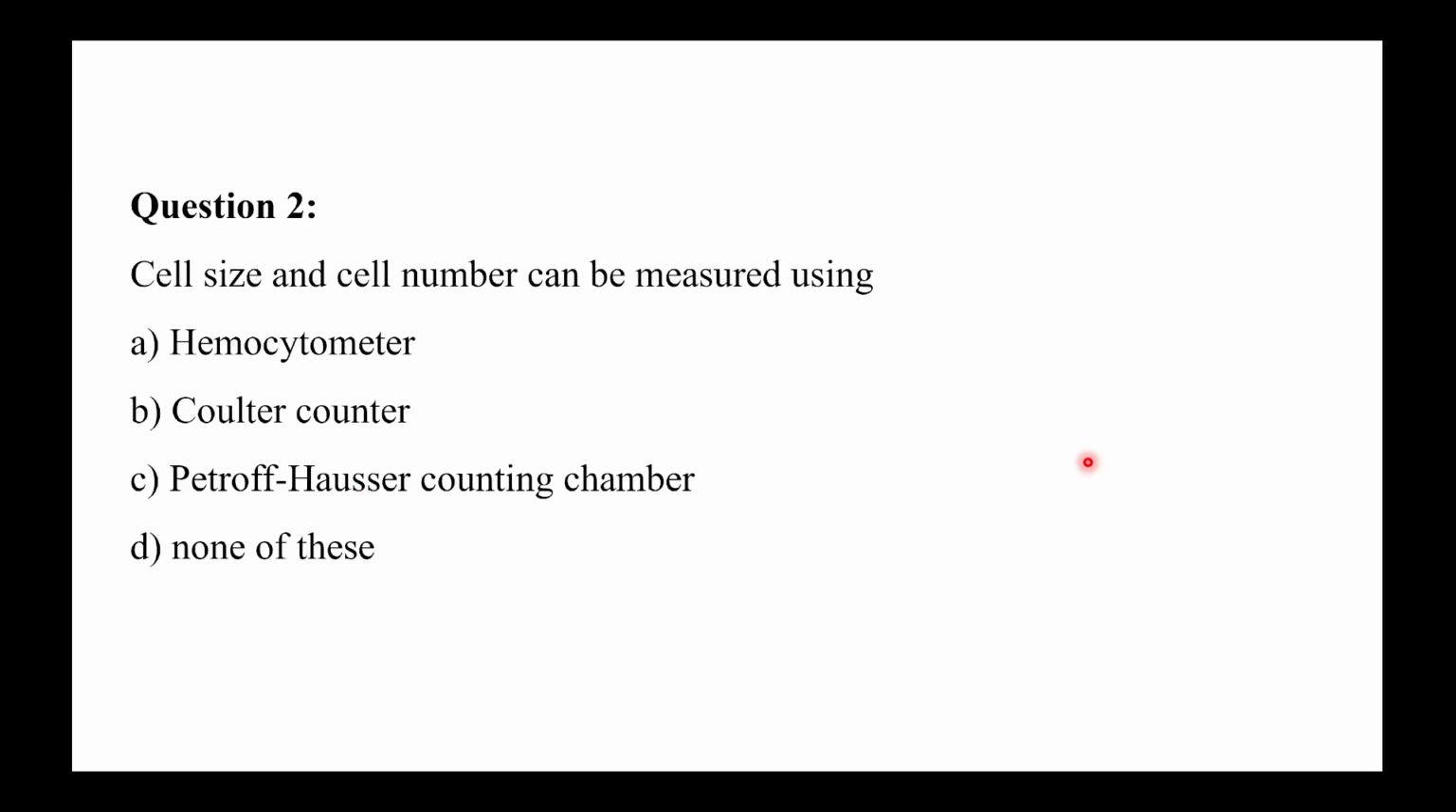So the correct answer is option B, Coulter counter. So three of you have written Coulter counter as the correct answer. So here, all three instruments that are mentioned, hemocytometer, Coulter counter, and Petroff-Hausser counting chamber, are all used for counting the cell number. Only the Coulter counter can be used to determine both the cell number and the cell size.